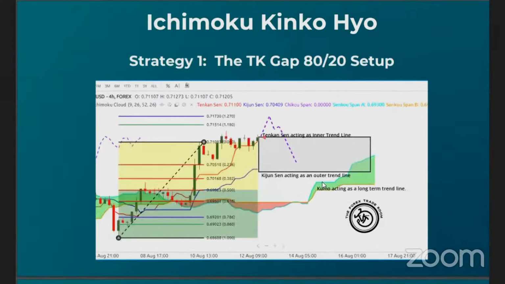Okay. So here, this is a setup with the fib. Where we just saw that. Now we just put the fib on it. See?